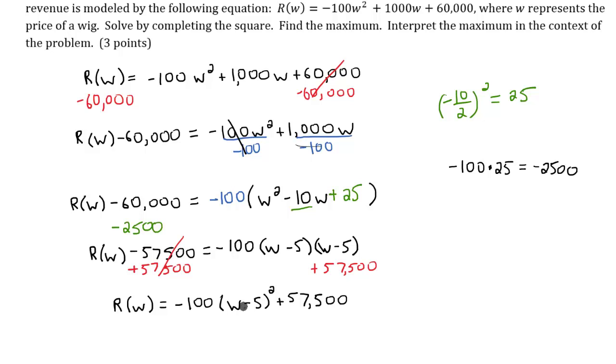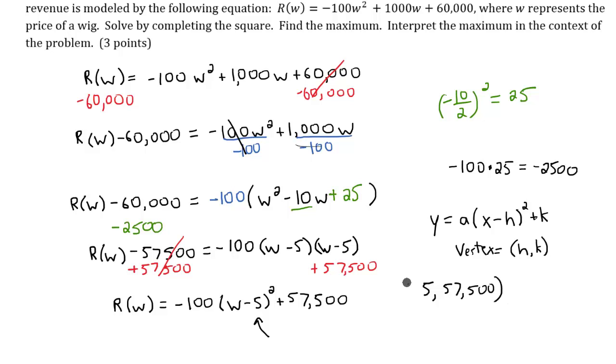Now let me recall my vertex form. Here it is right here, and my h is going to be this number right here. So we're subtracting h, so we're subtracting 5. That means that 5 is going to be my h, and then we always add in k. We're adding in k on this right side, so k is going to be my y value, so that's going to be 57,500. So there is my vertex, and my vertex represented the location where my maximum was happening. Remember, my maximum is always pertaining to my y value, which was 57,500.